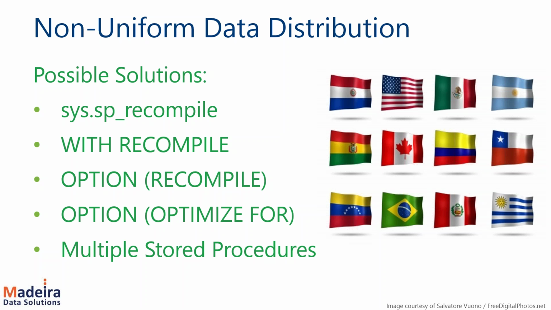We have OPTION (RECOMPILE) at the query level, which happens at runtime and only recompiles the specific query. We have OPTION (OPTIMIZE FOR), where we can decide based on which value SQL Server will optimize and generate a plan. And we have the multiple stored procedure solution, the last one, where we can distinguish between common and uncommon values and generate a plan only once for each group of values.